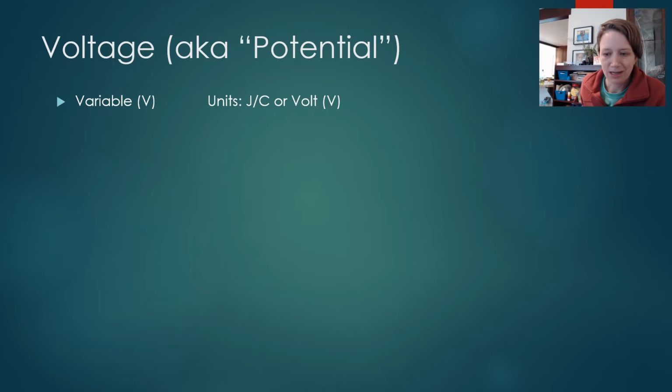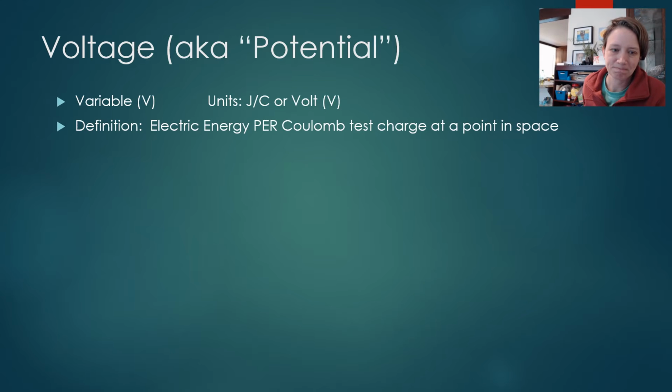Regardless of whether we use voltage or potential, the variable that we're going to use to represent this in an equation is capital V, and the units of potential are joules per coulomb, which is the same as a volt, which is also a capital V. So this is the only variable in physics where the variable and the unit can be the same letter. You might say like V equals 9 V, which is kind of convenient.